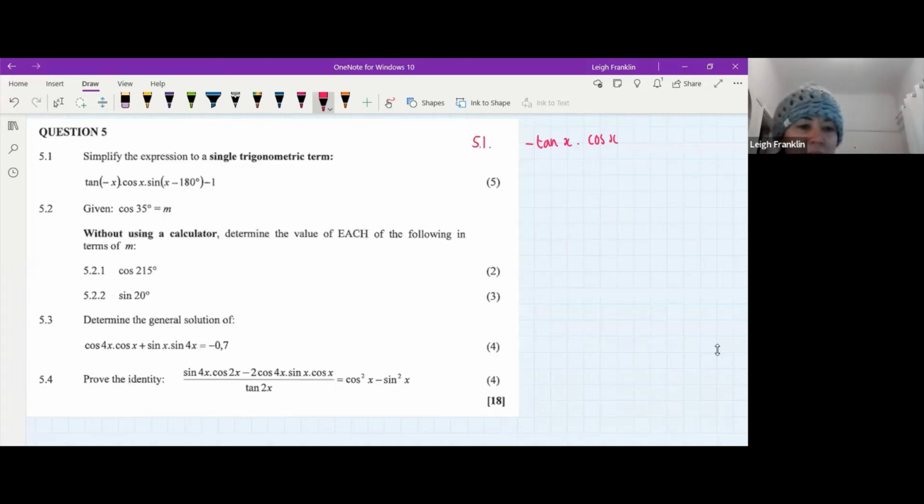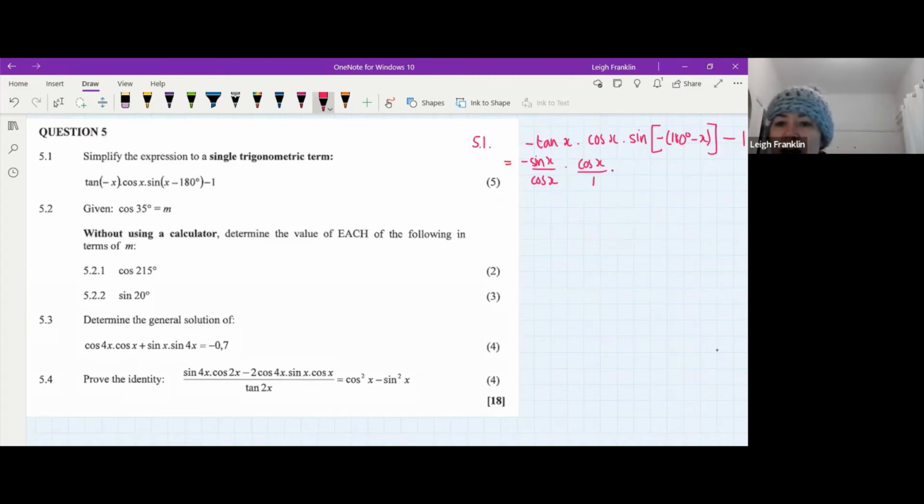Sine of x minus 180. The other way to look at that is as the sine of, take the negative out, 180 minus x. And then from that, we are subtracting 1. So these three here are all part of the same first term. This gives us minus tan x, which is minus sine x over cos x, times cos x, which is cos x over 1.